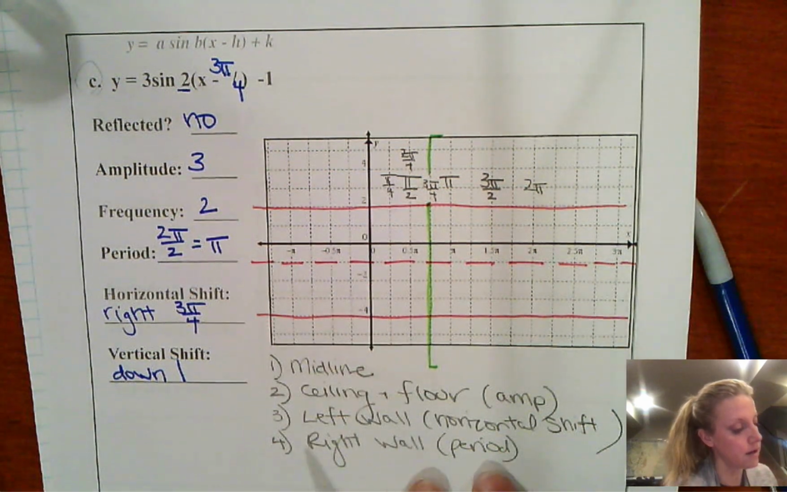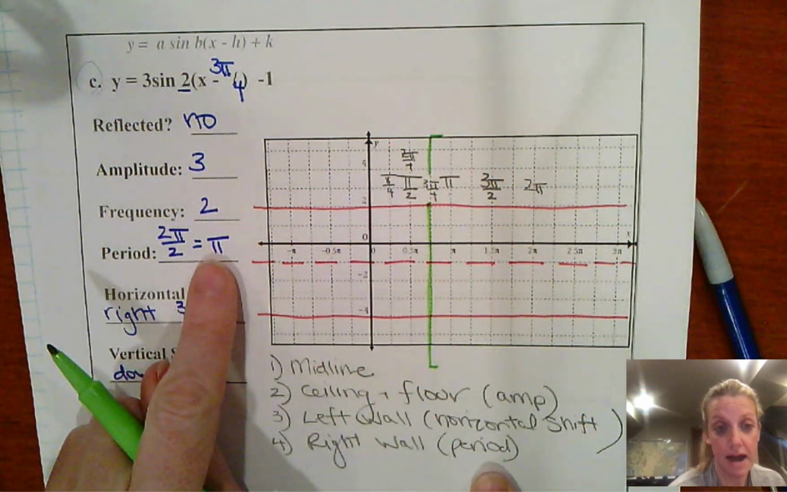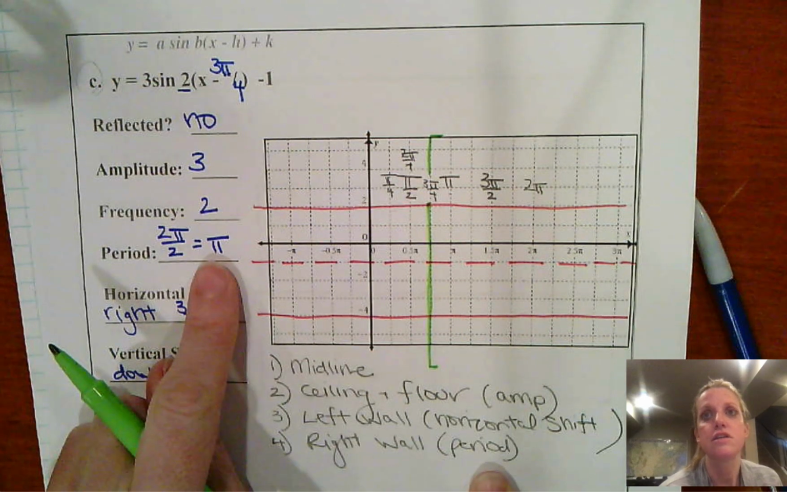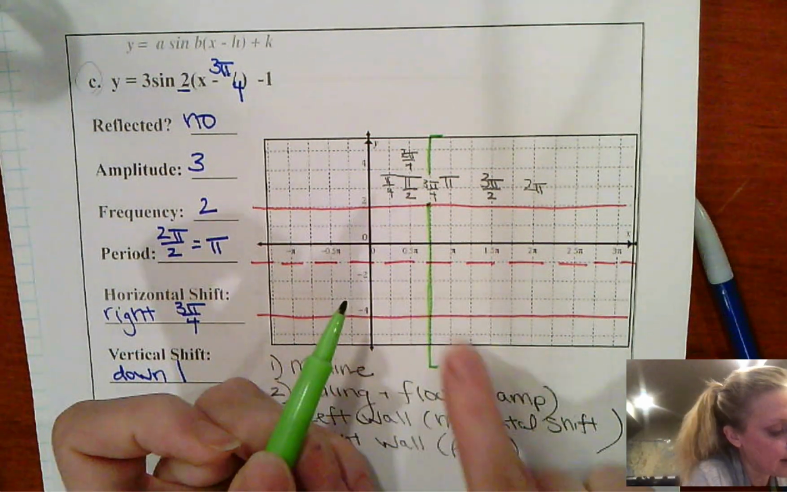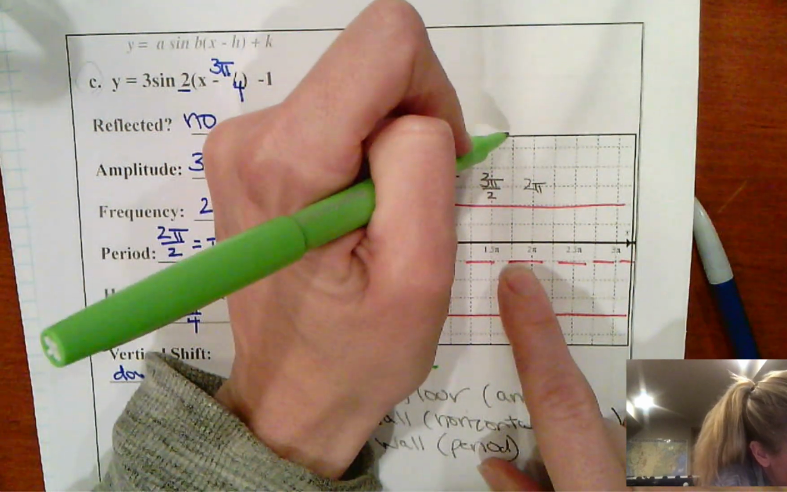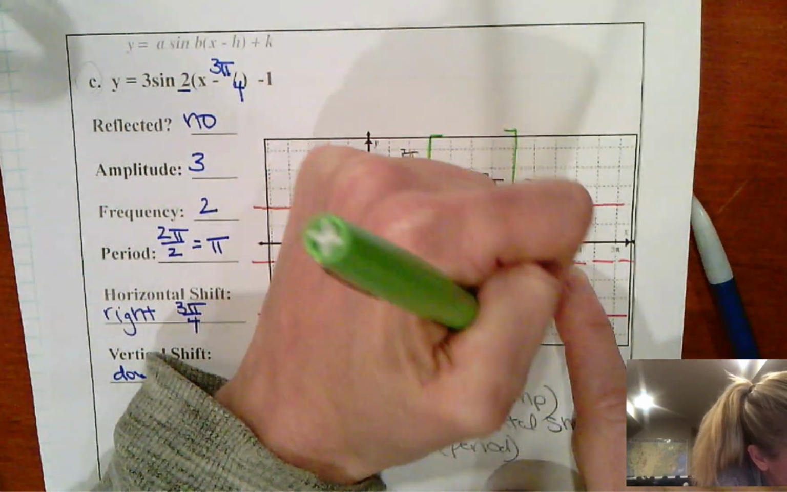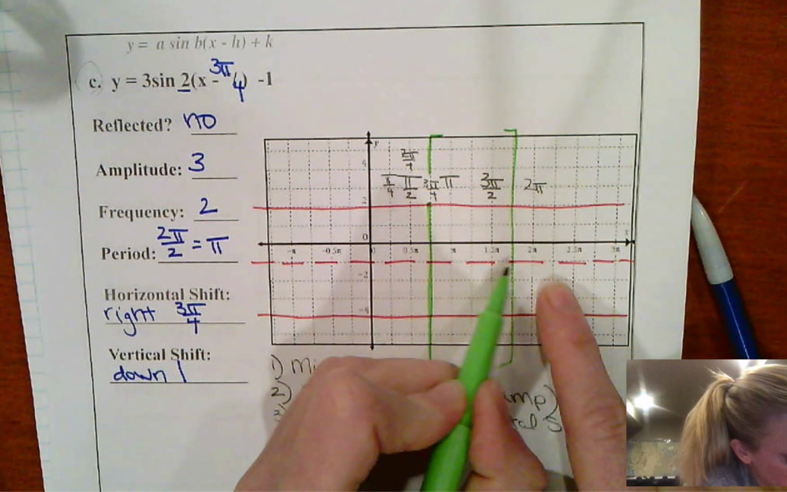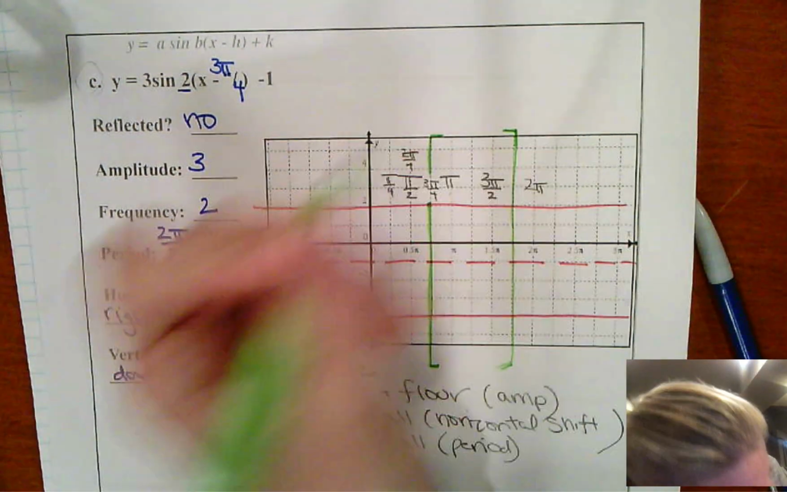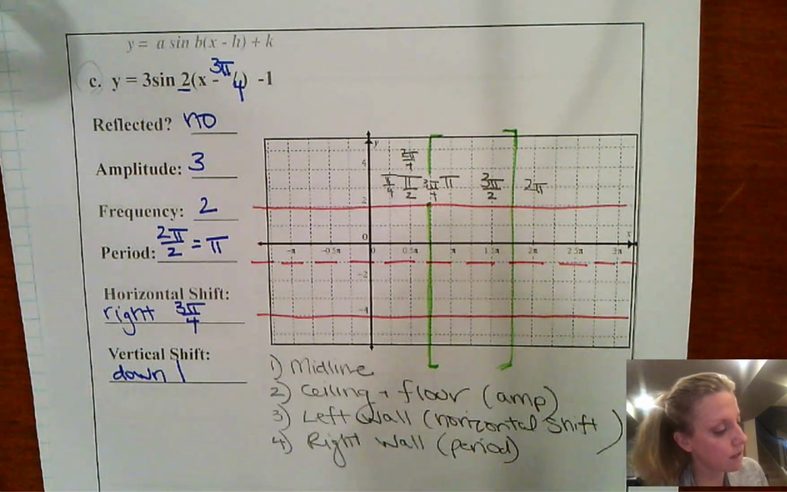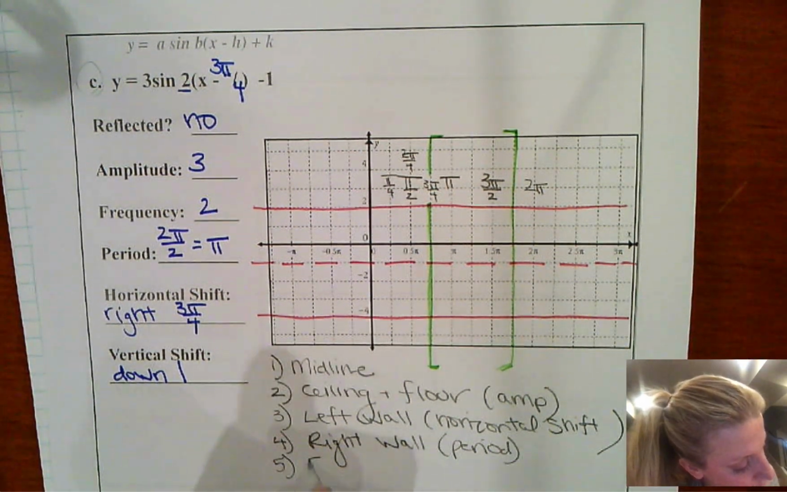Then my right wall, the period says it's only pi. This is a short one, okay? So when you look here, if we went over 3/4 pi, then we have to go over 1 3/4 pi. So I ended up counting 1, 2, 3, 4 spaces, which is the scale I have set. All right, then the last thing is to do your 5 points.